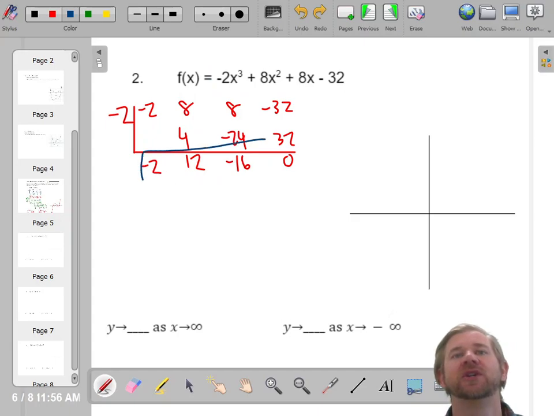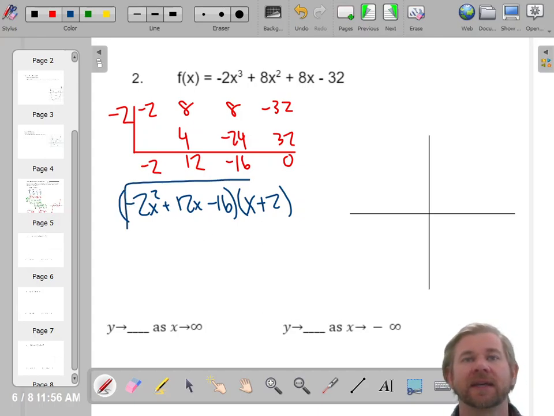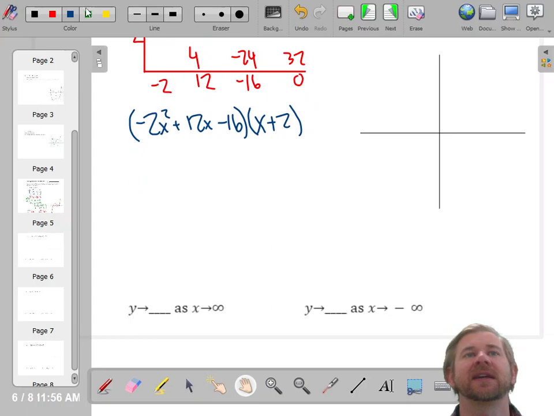So this was degree 3. Now I have a degree 2 polynomial. I have a quadratic: -2x squared plus 12x minus 16. And since -2 is a 0, I factored out x plus 2. -2 plus 2 would give you 0, so that's the factor. Now I can solve this however I want. I'm going to factor it. First thing though, if you have a leading coefficient, I'm going to factor that out. So let's factor out the -2.